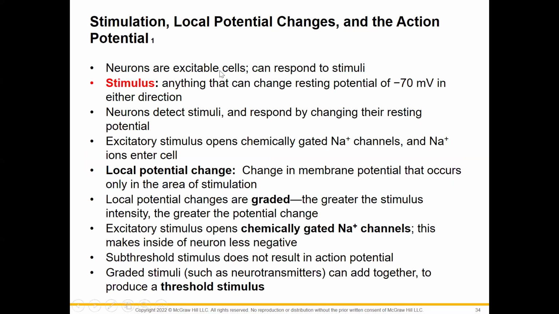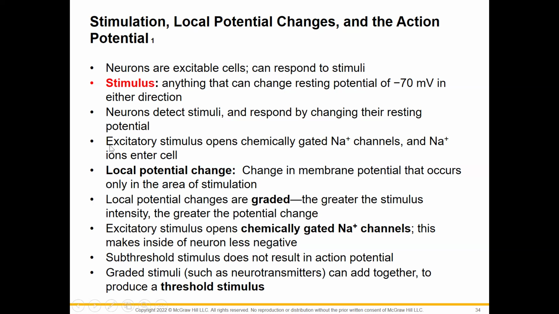All right. On this slide, we'll talk about the stimulus, the threshold stimulus, and being graded. So neurons are excitable cells, meaning they can receive a stimulus, and they respond to that stimulus. A stimulus is anything that can change the resting potential in either direction, either increasing or decreasing it. So a stimulus, something that can make that cell come on. It can make that cell start to function. Neurons will detect stimuli and then respond to it by changing their resting potential.